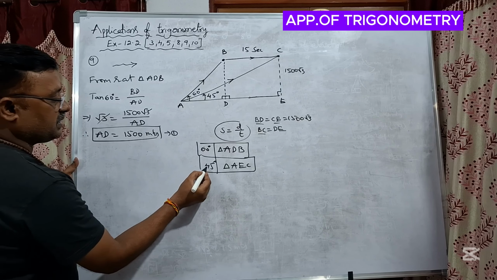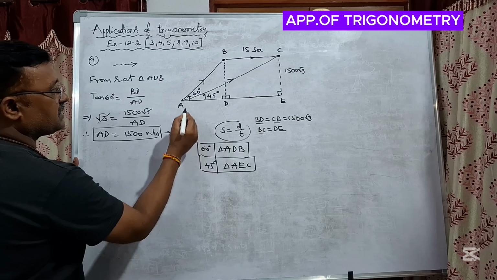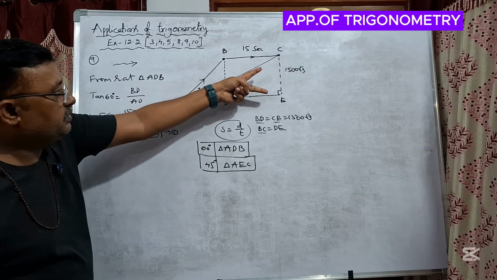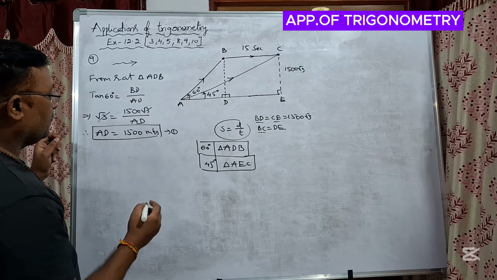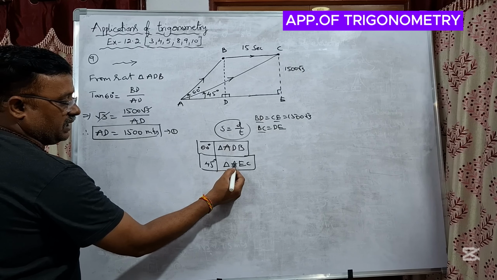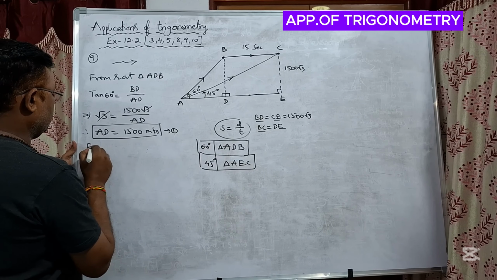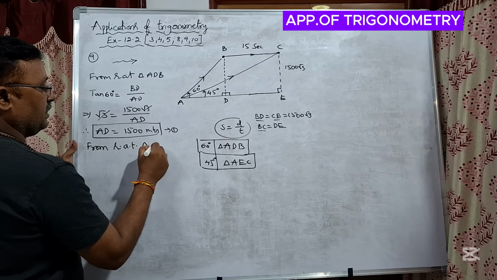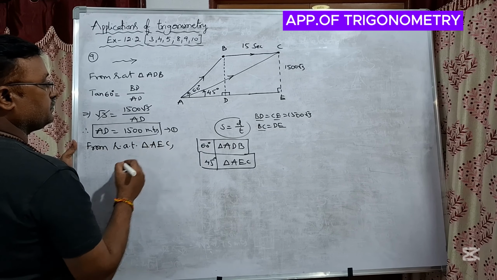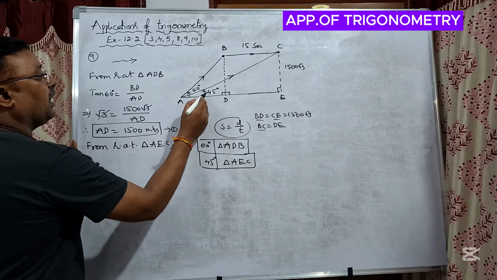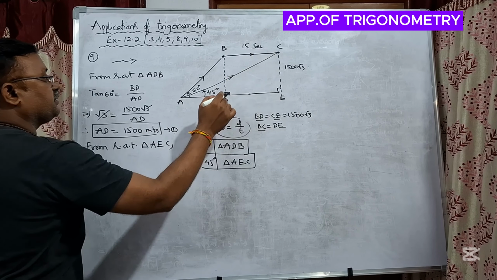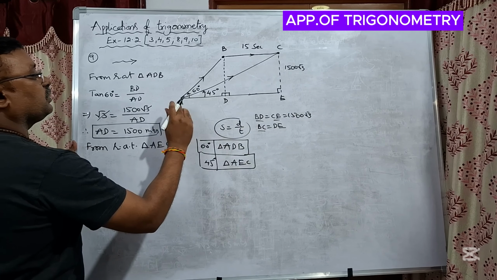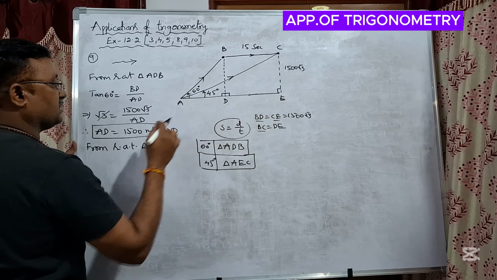Next, go for the second angle, the 45 degrees related right angle triangle. Observe them. These two arms will go, and having a vertical, that is right angle triangle AEC. From right angle triangle AEC, I have the opposite side CE, 1500 root 3 meters. So I can find out the AE distance.